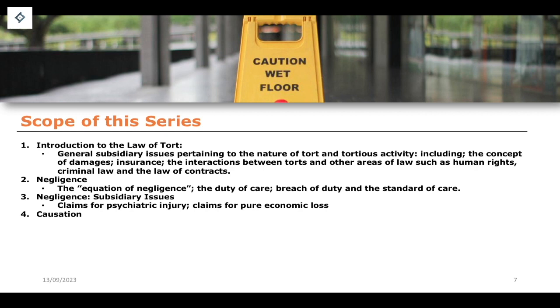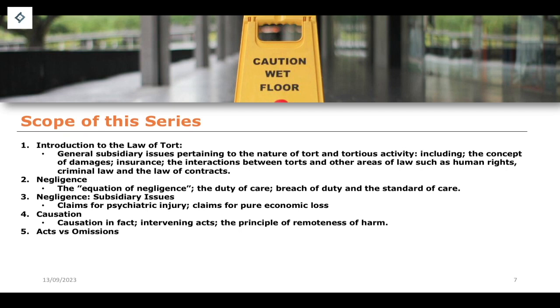We will then finally look at the last part of the equation of negligence, and one of the issues that transcends negligence and goes into a number of different tortious activities. This is the idea of causation. We'll talk about causation in fact, intervening causes, intervening acts within a particular tortious case, as well as the principle of remoteness of harm. All of this is very important for many different areas of tortious activity.